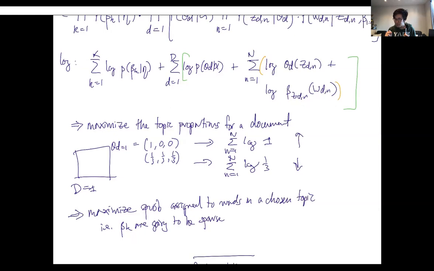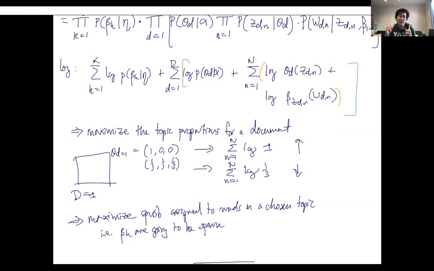Basically, in terms of the force of this A, what is A doing? A is going to try and make theta D sparse, which basically means it's trying to set up each document to be just part of one topic. But the problem is that if you set it up to be part of one topic, then every word now needs to be part of that topic.